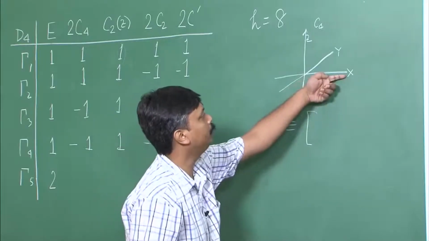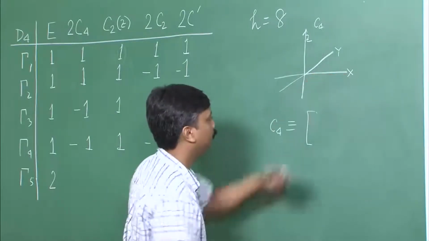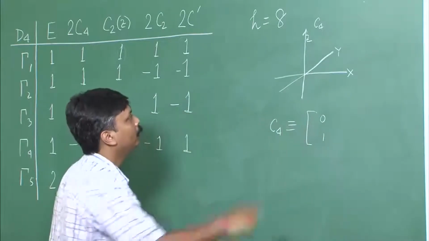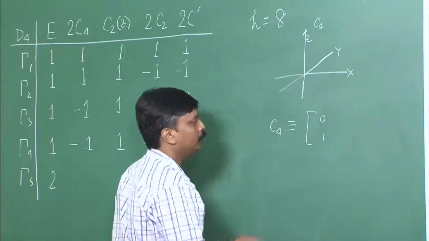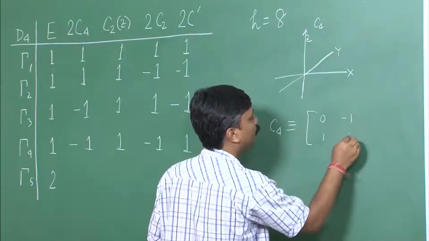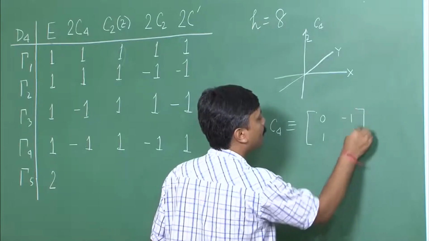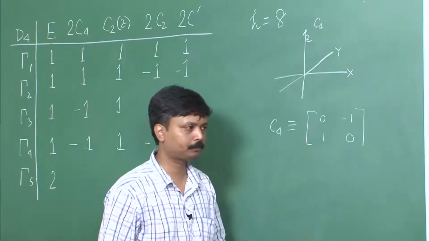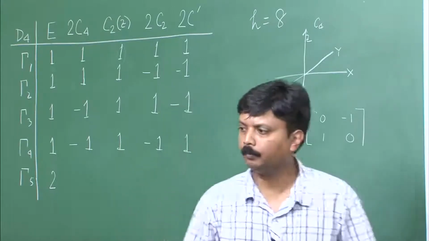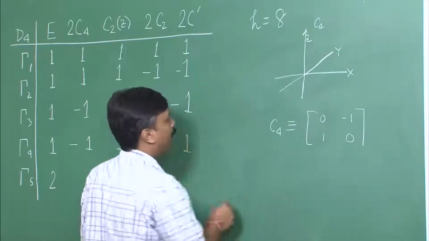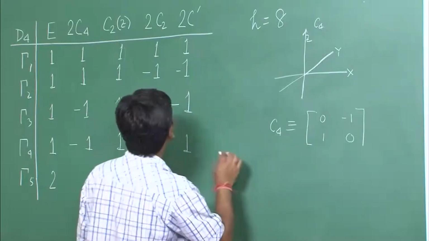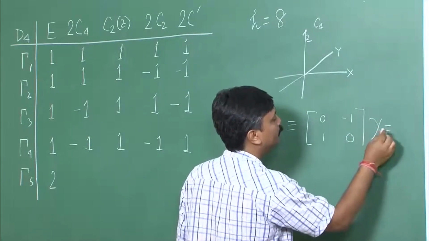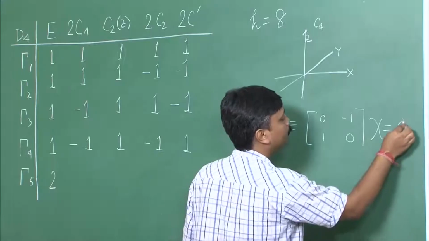Upon the operation of C4 on x, x is becoming y, and y is becoming minus x, fine. So, this is my matrix for C4, all right. And then we can have the matrix. This will give you the character of the representation, which is 0.